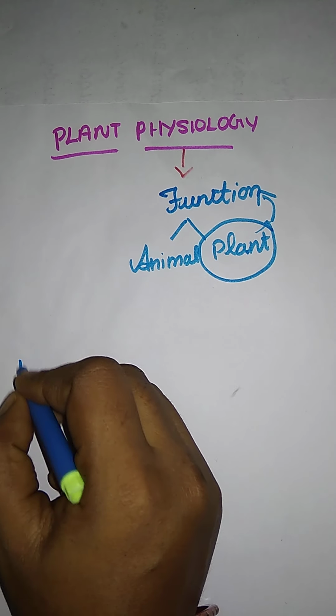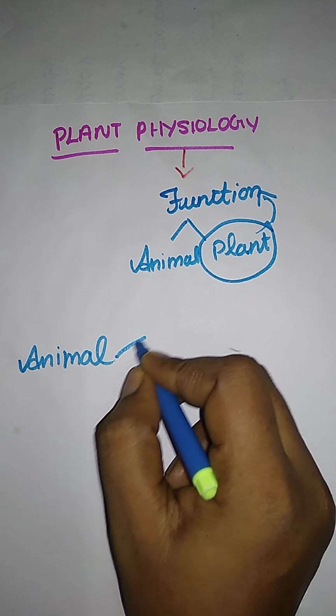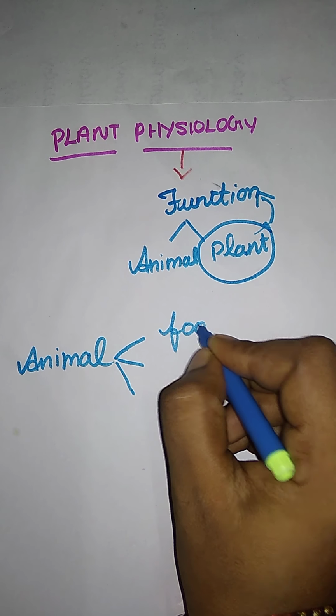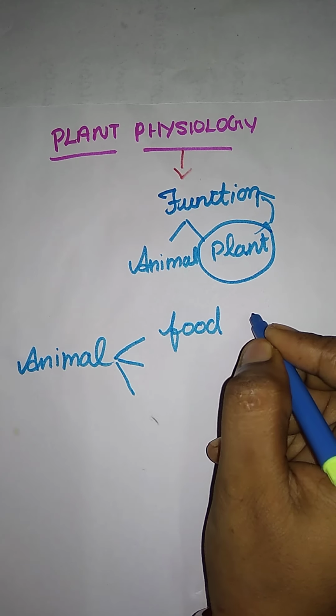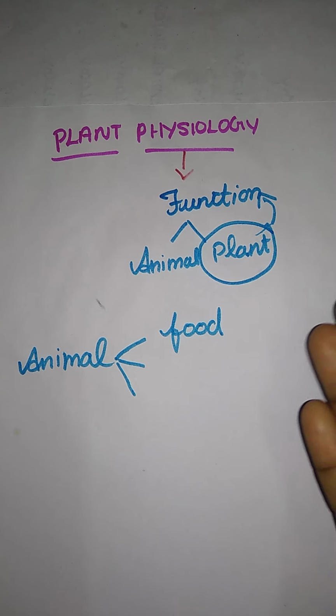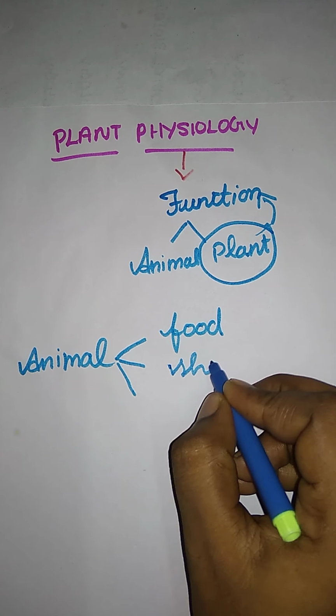First, you have to take the animal. Here, animals move. The first major purpose is food. Based on that food, they move from one place to another place. And the next one is for shelter.